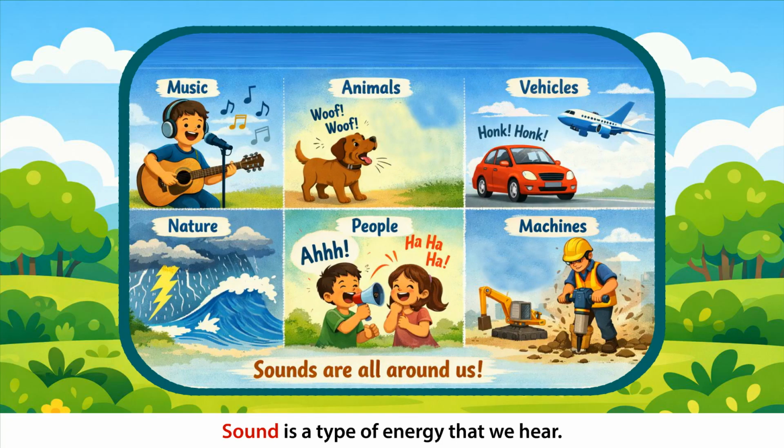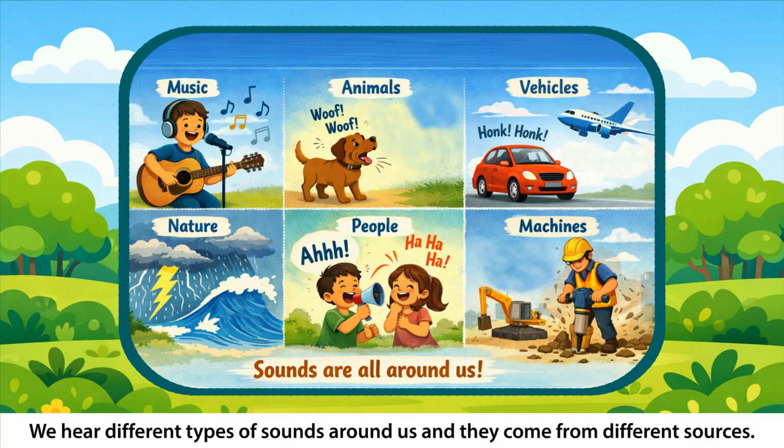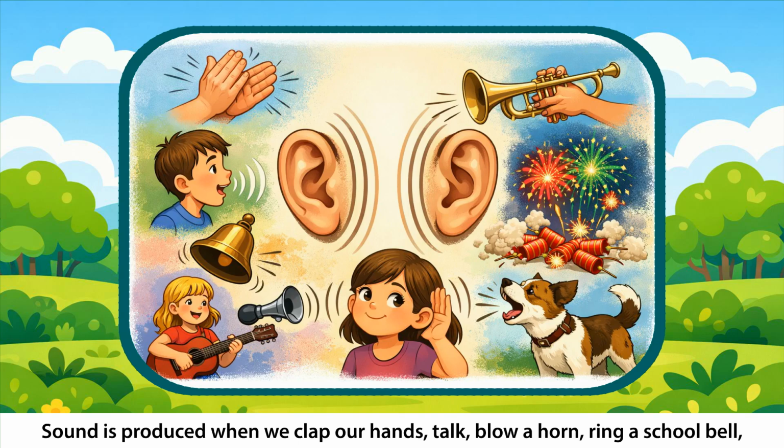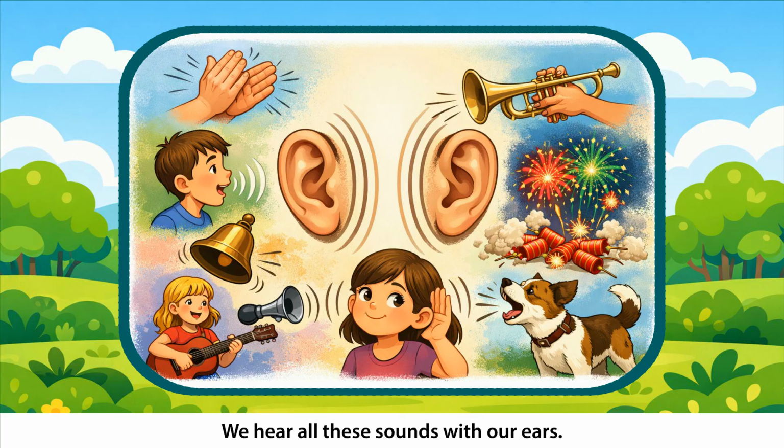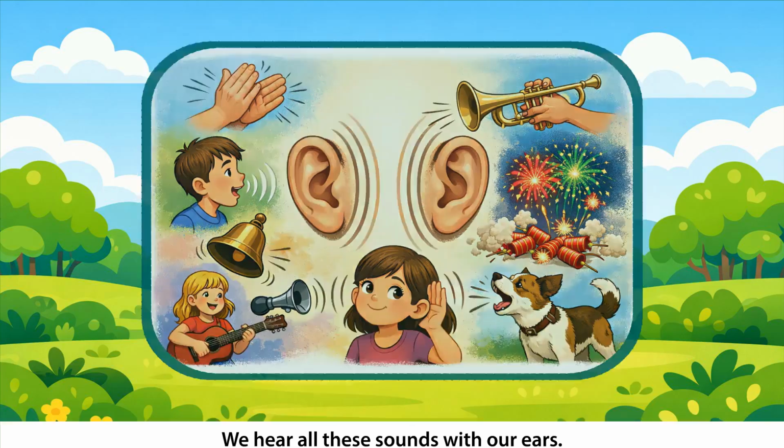Sound. Sound is a type of energy that we hear. We hear different types of sounds around us, and they come from different sources. Sound is produced when we clap our hands, talk, blow a horn, ring a school bell, play a musical instrument, burst firecrackers, or a dog barks. We hear all these sounds with our ears.